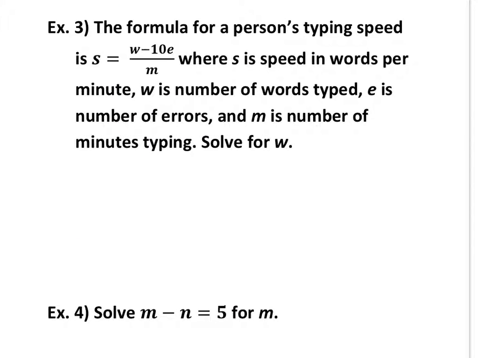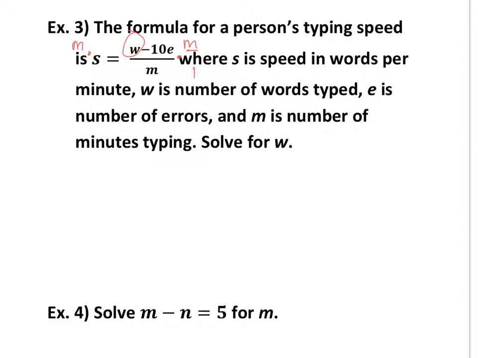In example 3, the formula for a person's typing speed is S equals (W minus 10E) over M, where S is your speed in words per minute, W is your number of words typed, E is the number of errors, and M is the number of minutes typing. We're solving for W, so we want to get that on one side by itself. It is currently imprisoned inside of a fraction, so to undo the fraction, we need to multiply by the denominator, which is M. So we're going to multiply this side by M over 1 and this side by M.